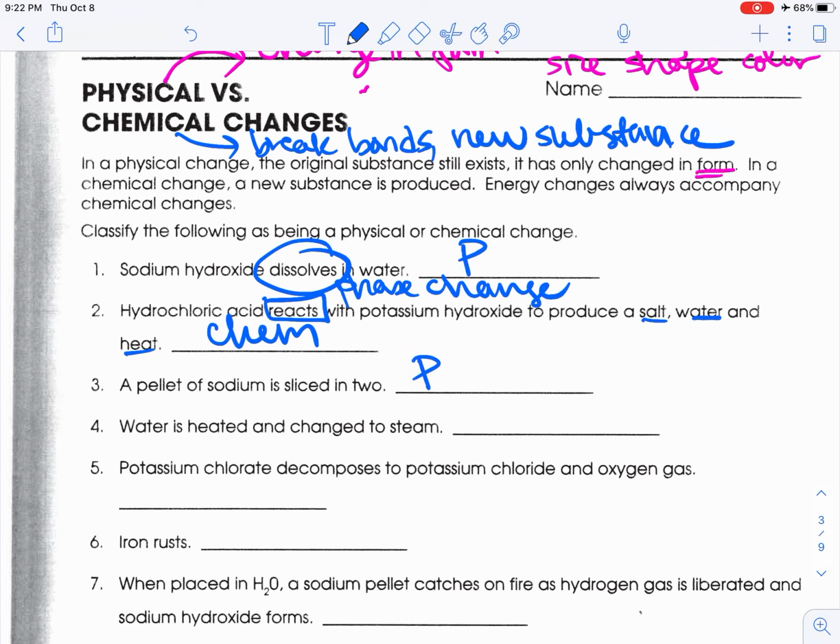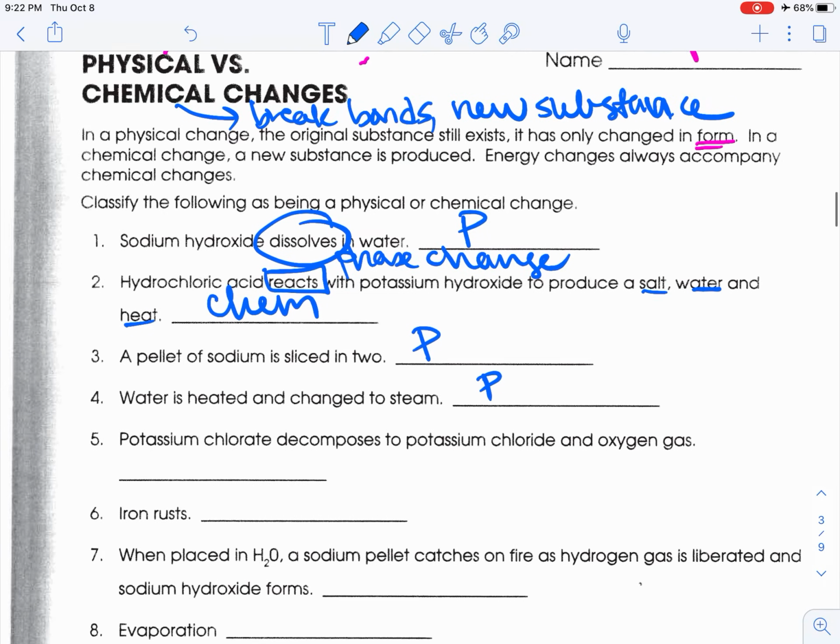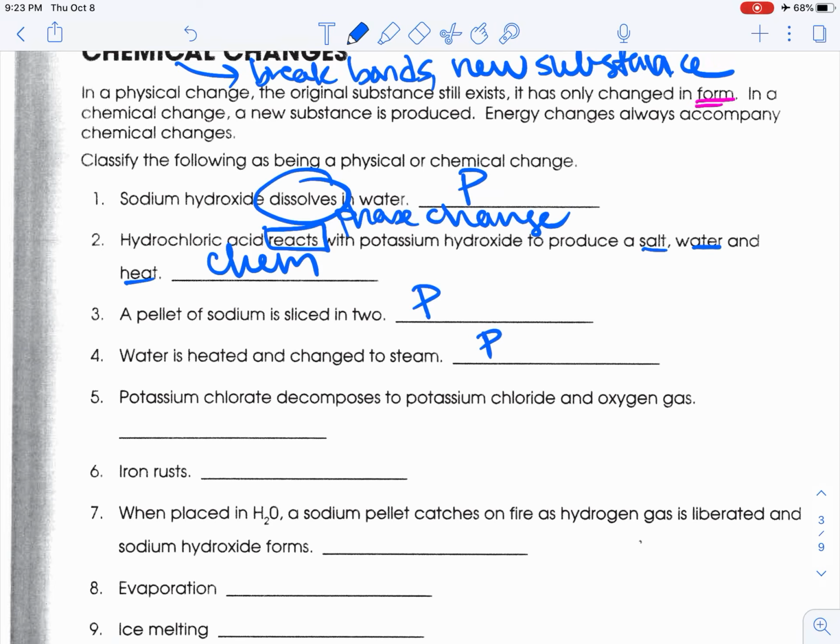Water is heated and changed to steam. That is a phase change, so it's a physical change. Potassium chlorate decomposes into potassium chloride and oxygen gas. So the word decompose means break down, and hopefully you know that. You are not able to do this just yet, but here is an unbalanced chemical reaction. Do you want me to balance it? Okay. Don't make me. All right. So notice how we have KClO3 on this left side, and it's broken down here. So obviously that's a chemical change.